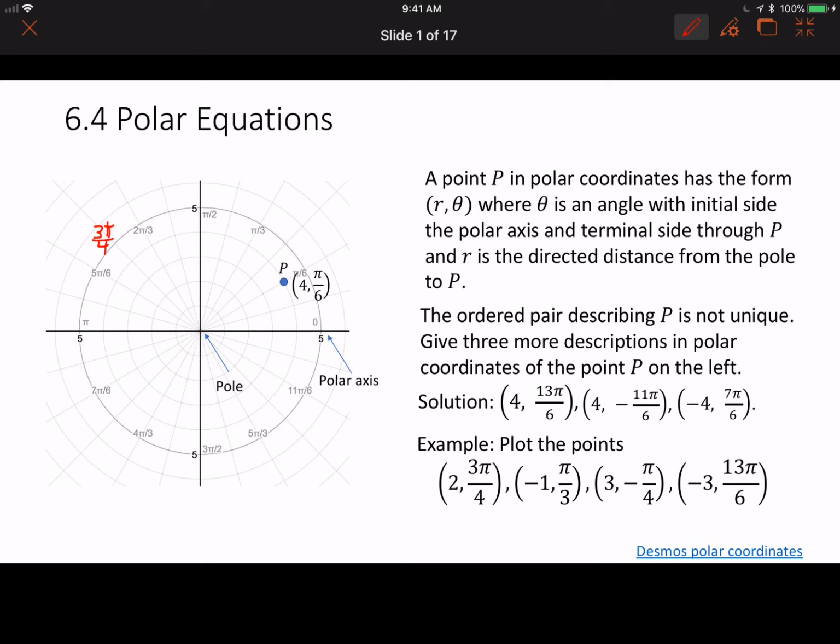And I want to move 2 units from the pole in the direction of 3 pi over 4. So that's going to put me on this circle of radius 2 right here. So here's my point 2 comma 3 pi over 4.